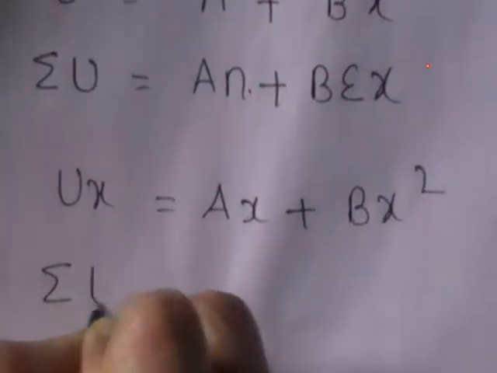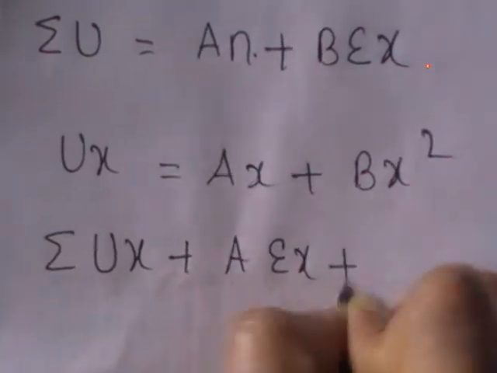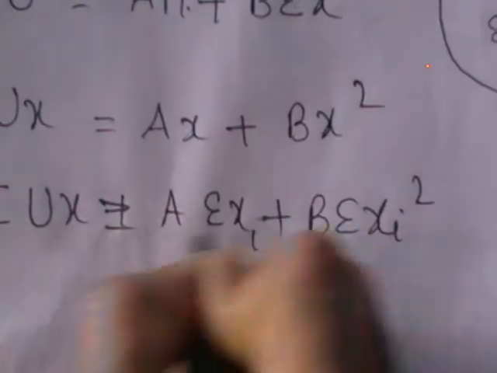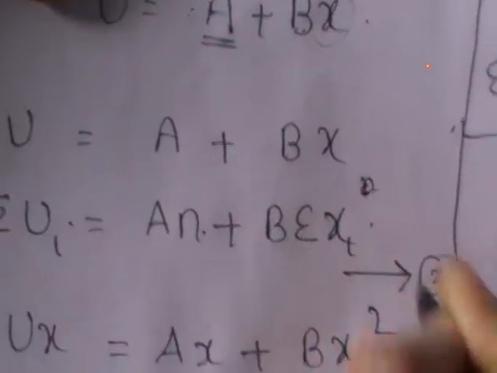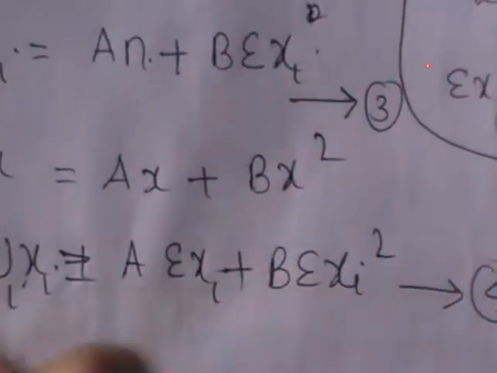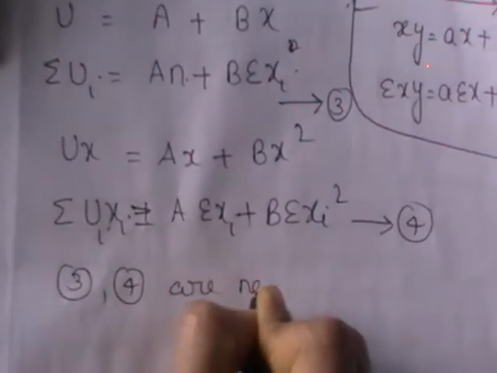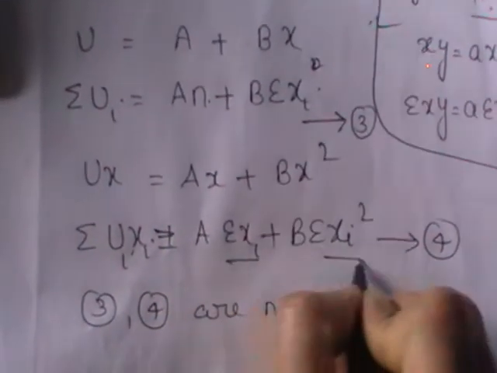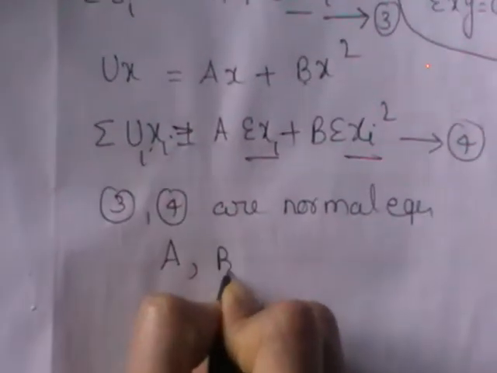Now you take the summation: sigma ux is equal to a sigma x plus b sigma x square. If you want to put i, as I said, no problem, you can put i also. So what are the normal equations here? 3 and 4 are the normal equations. These two can be solved by calculating all these totals. So you will obtain the values of capital A comma capital B.